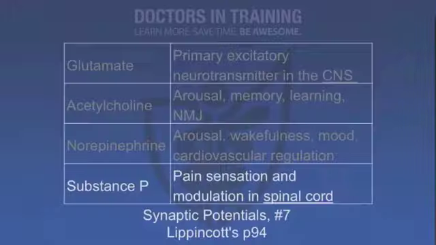And then there's a neurotransmitter called substance P. Substance P is a neuropeptide, and when I hear substance P, I think of pain. Substance P is an important excitatory neurotransmitter involved in pain modulation and pain sensation in the spinal cord. Then we'll talk about some inhibitory neurotransmitters. Remember, these are the ones that cause hyperpolarization.